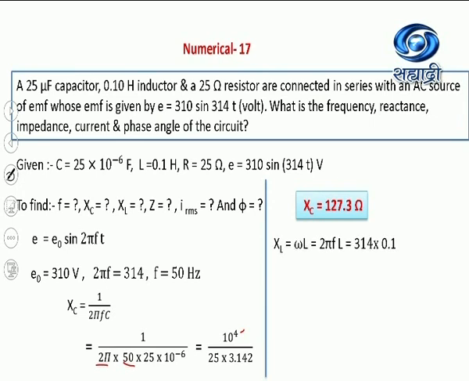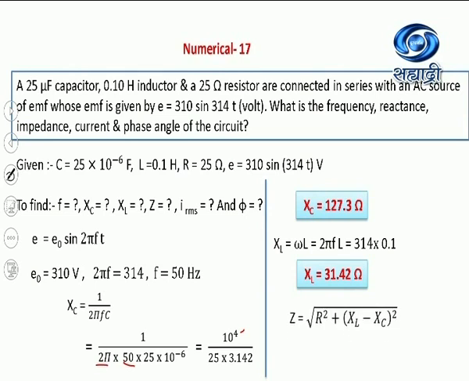Now we have to find the inductive reactance, given by the formula XL equal to omega L. Omega is 2 pi f into L. Now 2 pi f is equal to 314 and L is equal to 0.1. So the inductive reactance is 31.42 ohm.